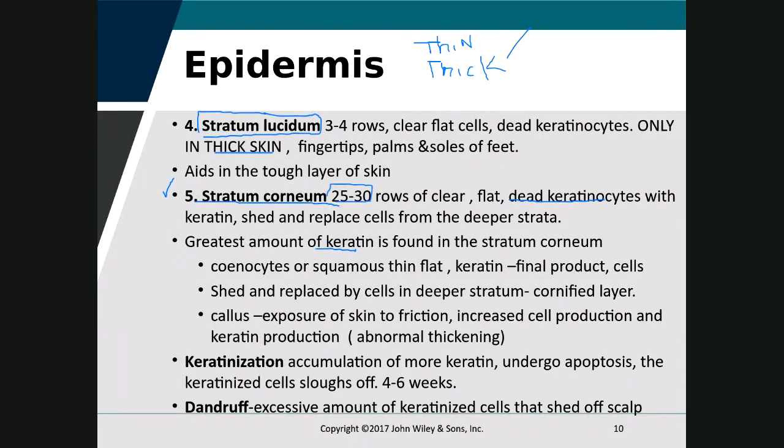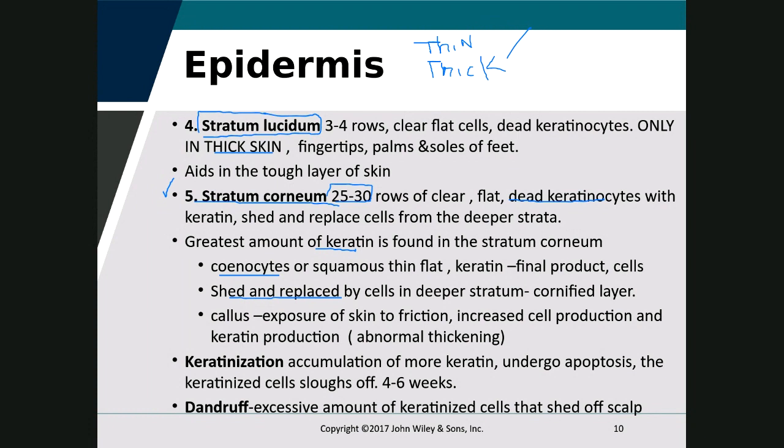So what happens is the cells here, called corneocytes, or squamous thin flat keratin cells, begin to shed off. Okay, so the top layer, because they're really dead at that point, sheds off, and that's where we see dust in our homes. So the dust, part of that is these dead skin cells that are shedding off approximately every 4 to 6 weeks.